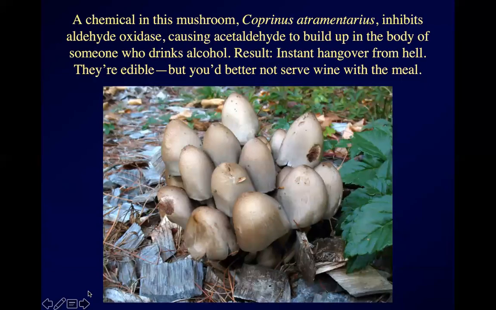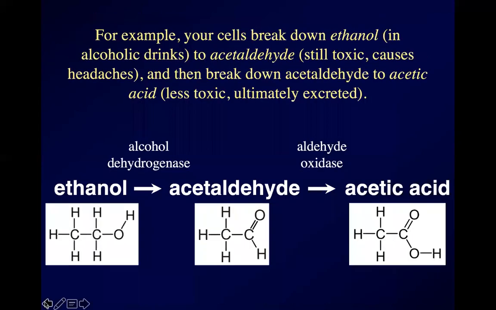Right. Okay, real quick. That's an actual mushroom. It's called Coprinus atramentarius, and it is edible. This is one of the ones that you can pick and serve if you know how to recognize them. The problem is there's a substance in there that blocks aldehyde oxidase. It blocks that second step, and it keeps acetaldehyde from converting into acetic acid.